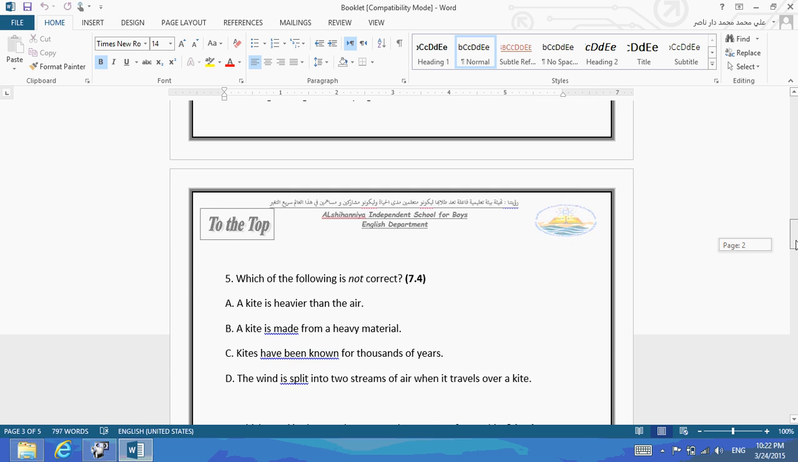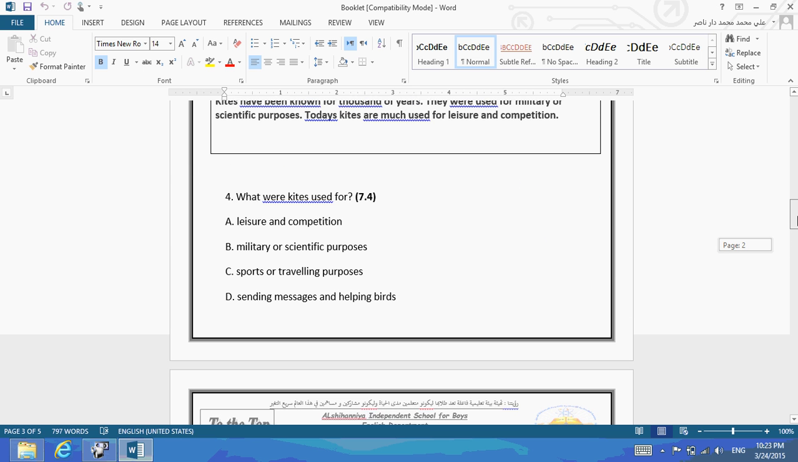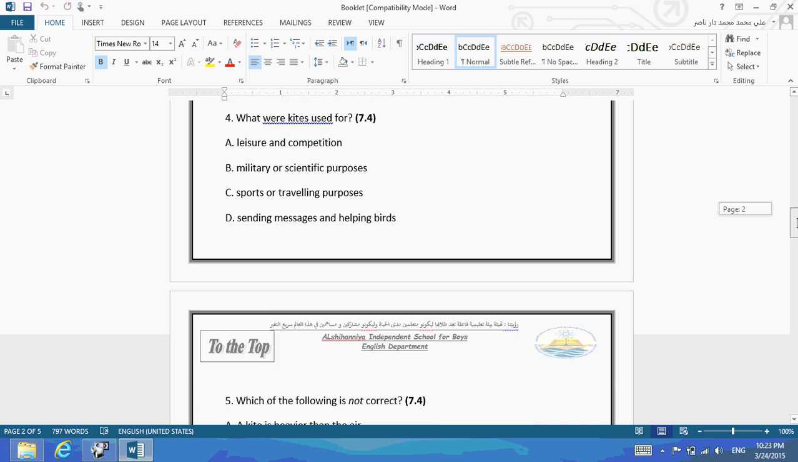Once again, let me remind you of the tips. You read the questions first, then the text, then you read the questions again to start answering them. Question number 4. What were kites used for? Leisure and competition, military or scientific purposes, sports or traveling purposes, sending messages and helping birds.